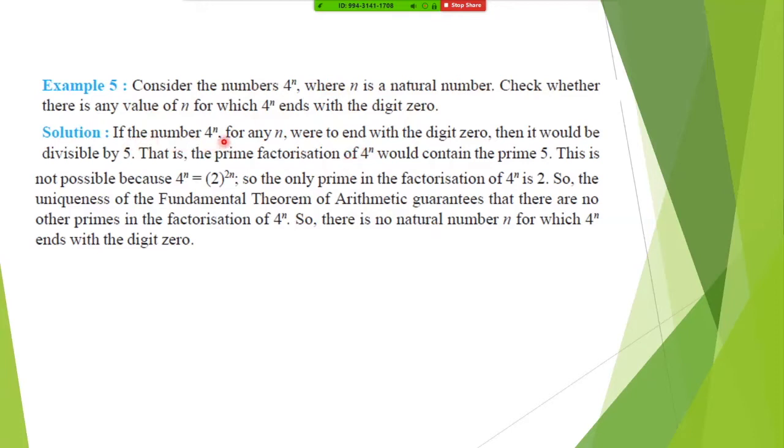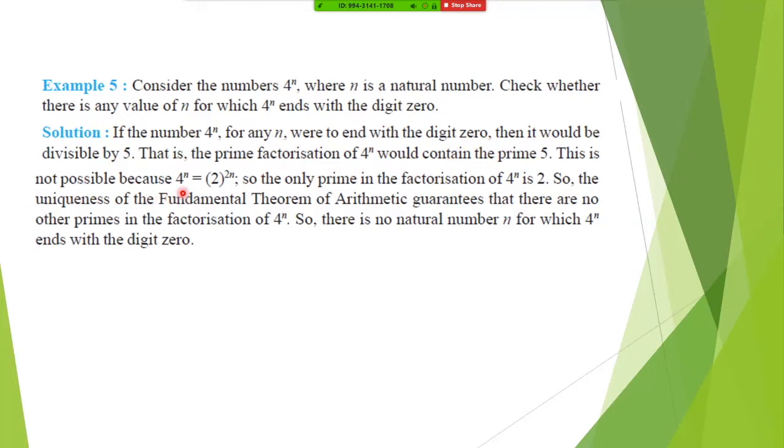So if the number 4 to the power of n for any n were to end with the digit 0, then it would have to be divisible by 5, because anything that ends with 0 has to be divisible by 5 and 10. That is, the prime factorization of 4 to the power of n would have to contain the prime number 5. This is not possible, they say.